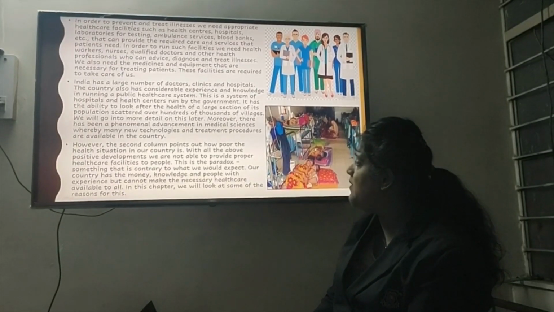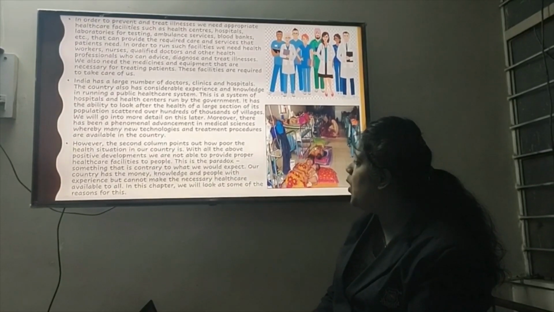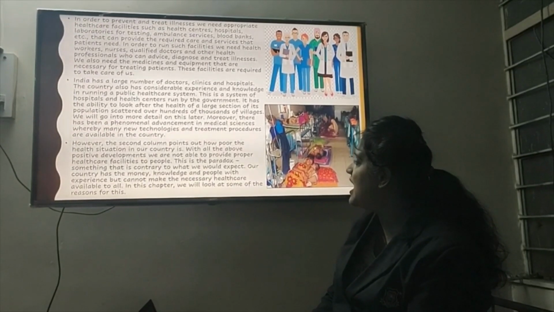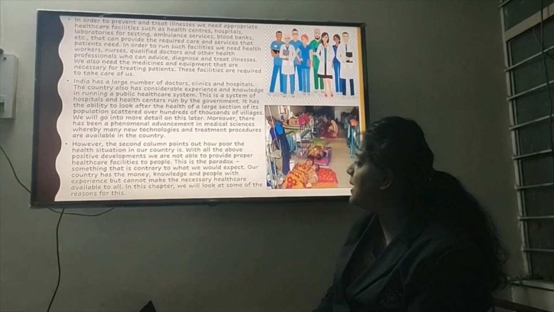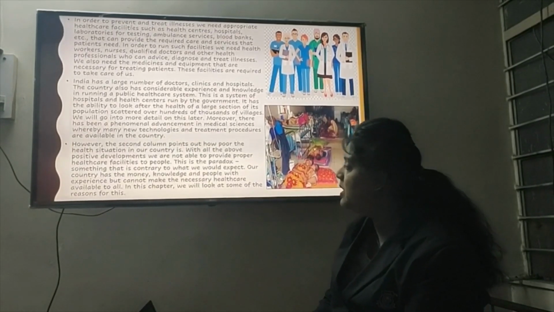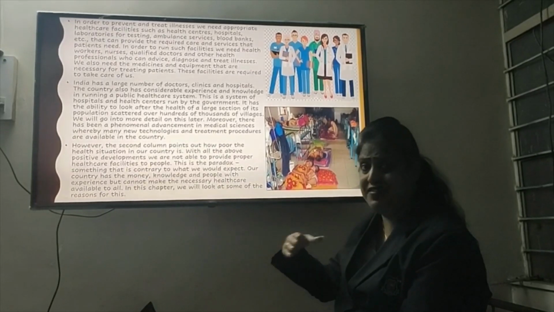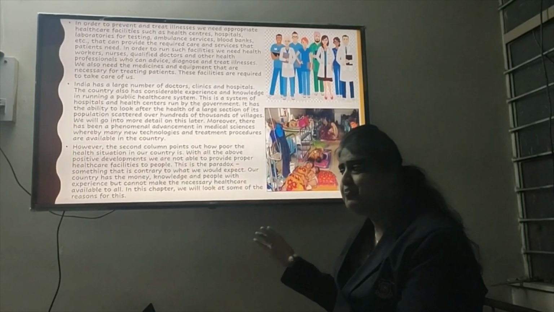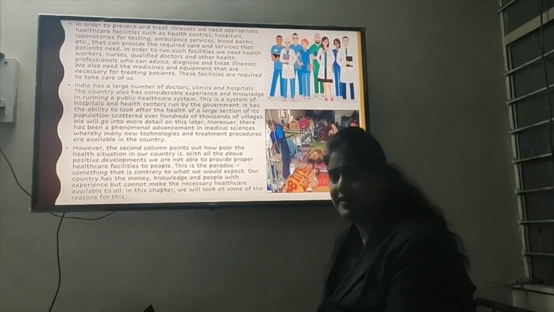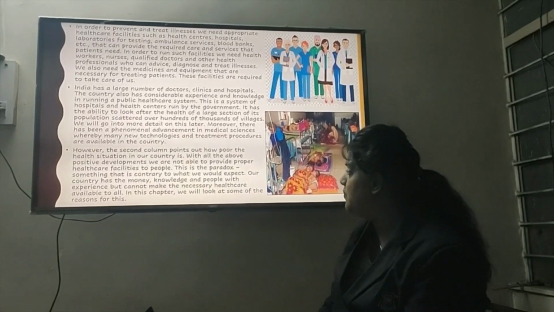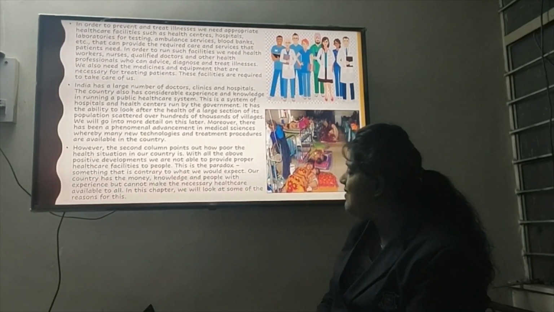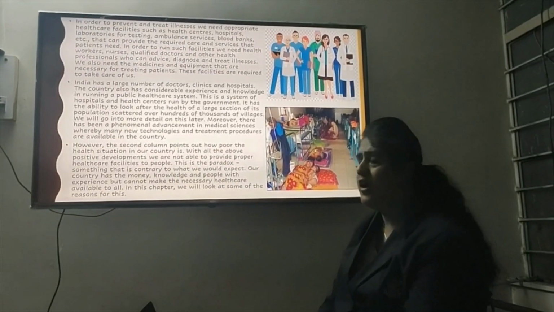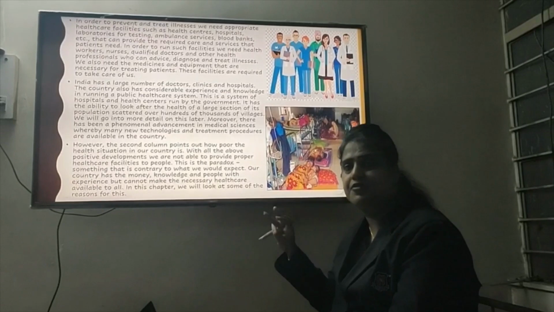This is the paradox, something that is contrary to what we would expect. Our country has the money, knowledge and people with experience but cannot make the necessary health care available to all. So we just discussed it. The government along with the doctors should have a broader mind in treating everybody equally. In this chapter, we will look at some of the reasons for this. I hope till here you understood, children.